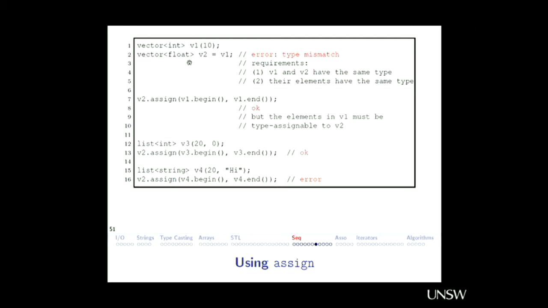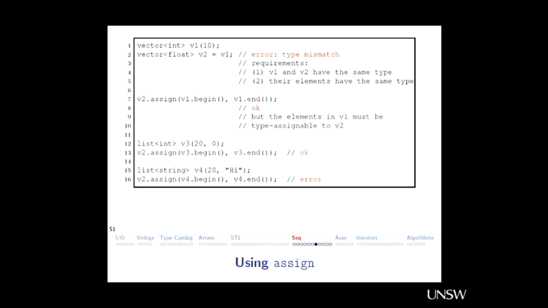But we can do this. Vector v2, still being a vector of floats, dot assign v1.begin, v1.end. So iterate over the entire collection of what's inside vector v1. This typecasts everything in v1 into v2, so it promotes from an int to a float. That's fine, you can do that.